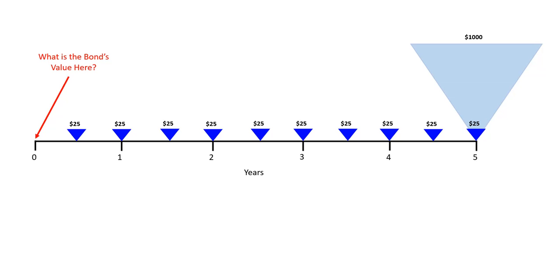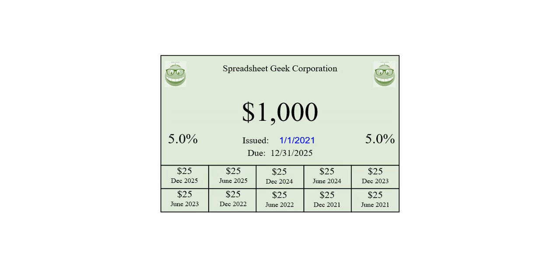Putting a value on this bond involves 2 steps. 1, pick a discount rate that's appropriate for the credit quality of the debtor. And 2, discount all of these cash flows to present value using that discount rate. I'm going to choose a discount rate of 5%, but don't confuse that with the coupon rate. The two are not directly related.